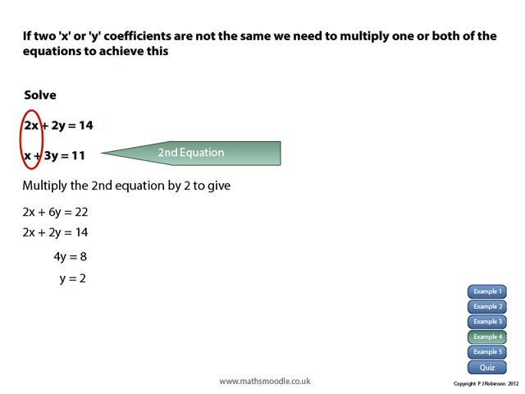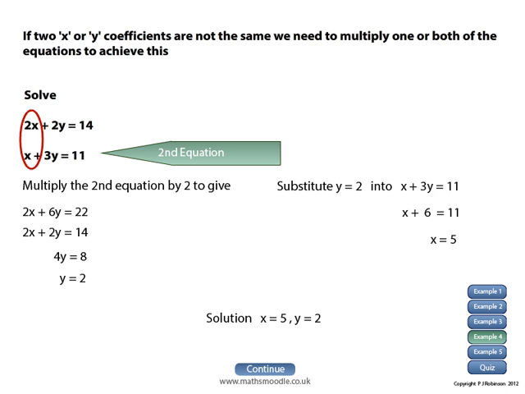We can substitute y equals 2 into any of the three equations that we now have. The simplest one looks to be x plus 3y equals 11. Substituting y equals 2 into this gives x plus 6 equals 11, and therefore x is equal to 5. Our solution is therefore x equals 5, y equals 2.